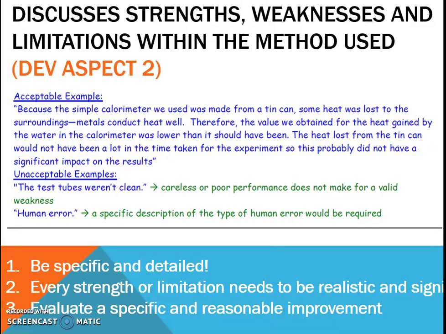Every strength or limitation needs a realistic and significant improvement. And when you make those improvements, make sure those improvements are specific and reasonable. So for instance, let's go over what the person here for the tropospheric ozone exemplar that IB put out says. And it's very lengthy, so you might have to pause, and I've used circling to try to highlight some of the stuff that they do, because they got amazing marks on this. They didn't get it perfect on the first aspect, but they did very well here.